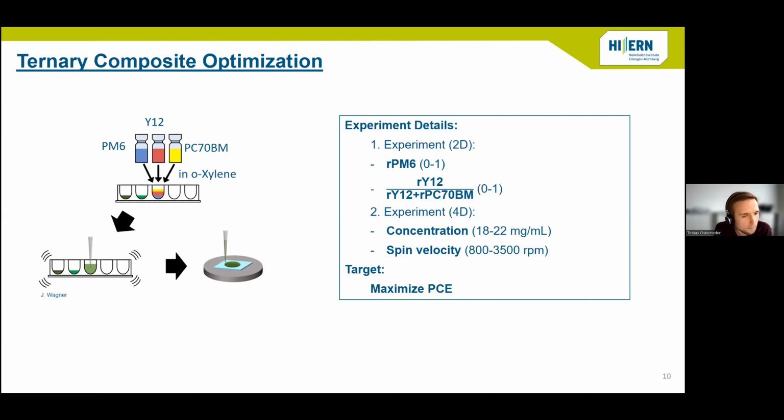For the 4D experiments, we also took those two parameters, but we added the concentration and the spin velocity. For the 2D experiments, those two were fixed. And the target was quite simple. We just wanted to achieve the best PCE.